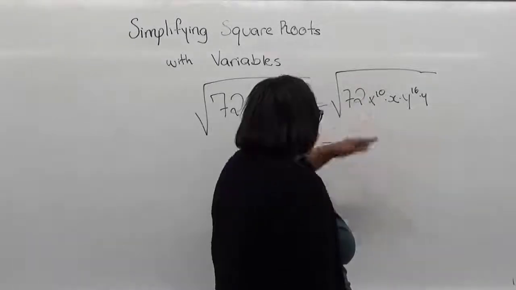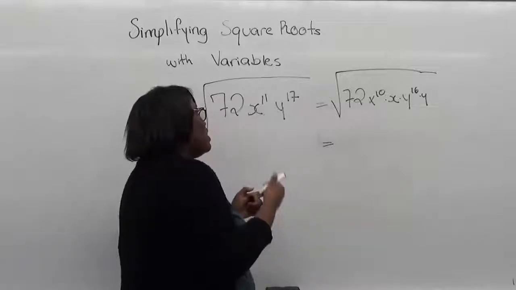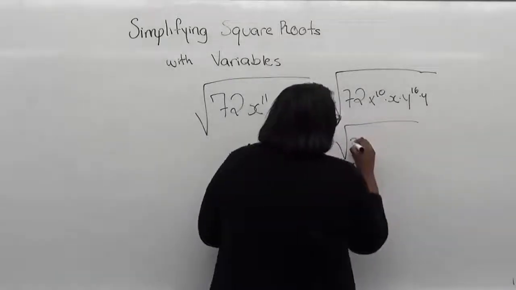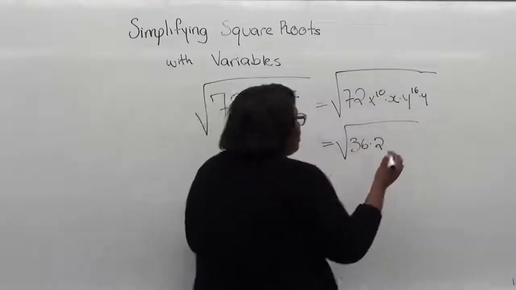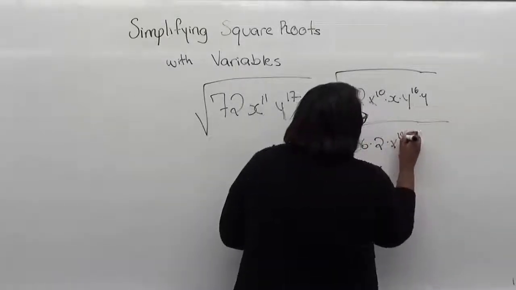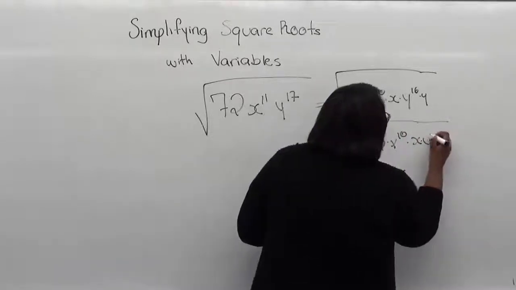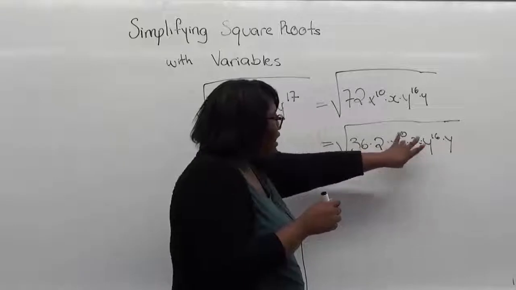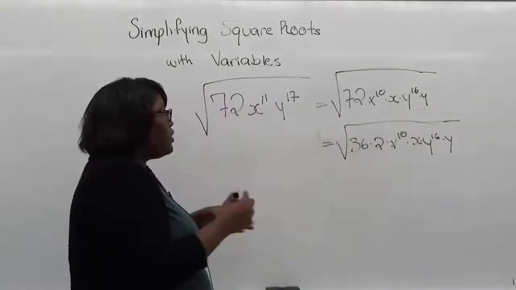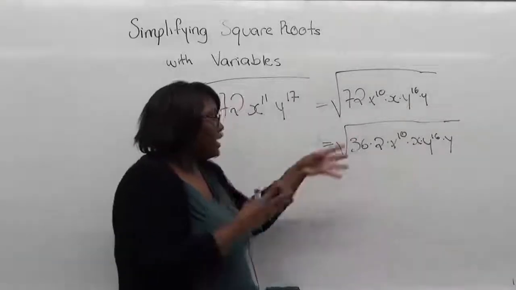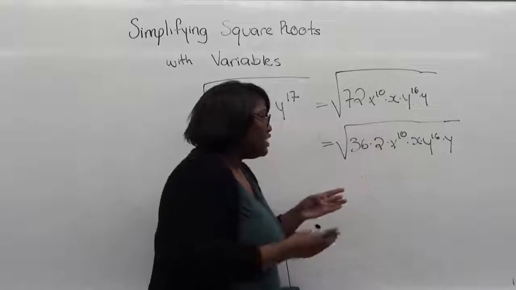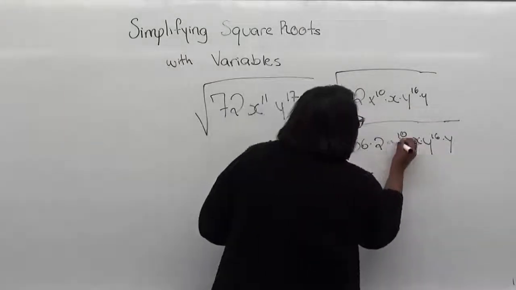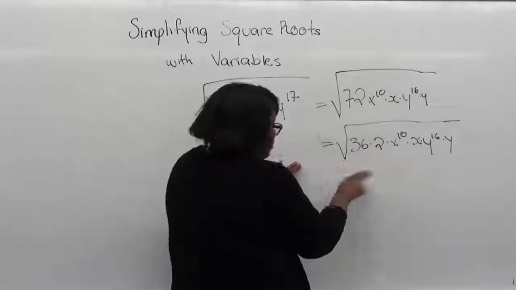Now, we know the square root of 72. 72 is not a perfect square, but we can rewrite it in terms of a product of a perfect square. So we can rewrite that as 36 times 2, and rewrite everything as x to the 10th times x times y to the 16 times y. Now, we know 10 and 16 are even numbers. So we know there's a number added to itself gives you 10, and there's a number added to itself gives you 16. And that number will result in the square root of x to the 10 or x to the 16. So let's take the square root of the entire expression.